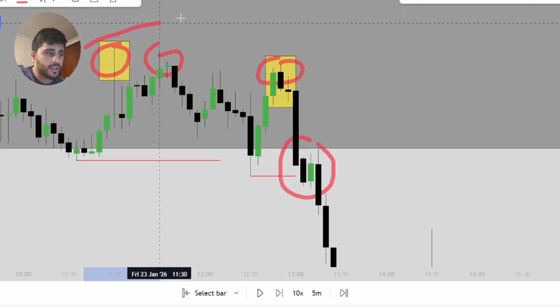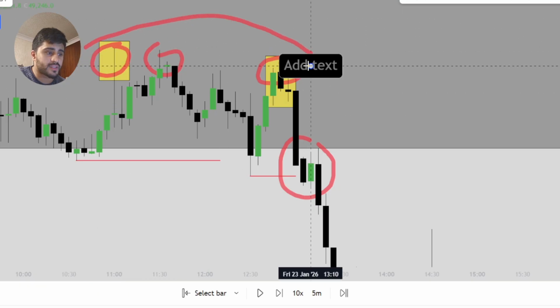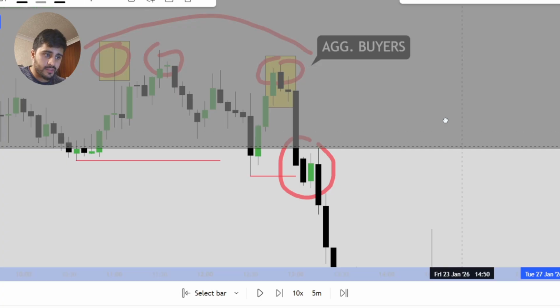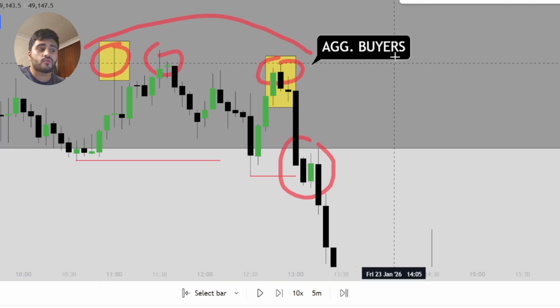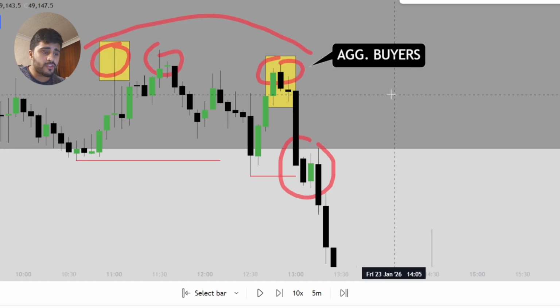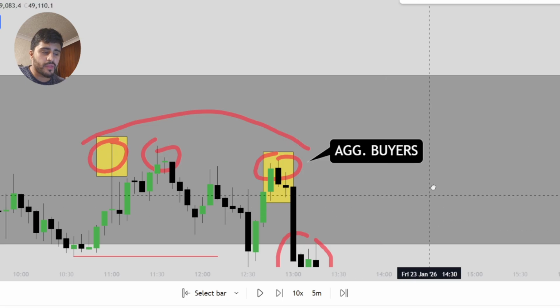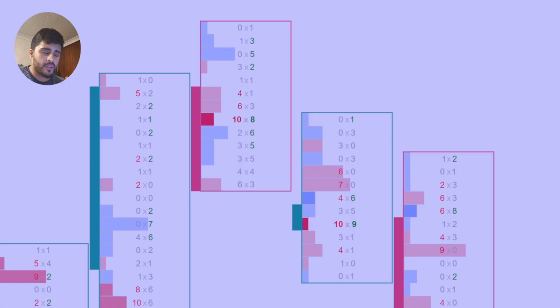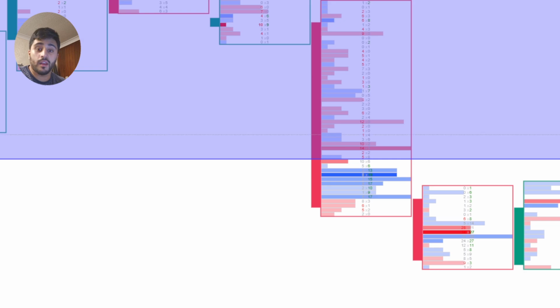So what's going on in this entire region is we're seeing the following. We see aggressive buyers. That's the first thing. We see these aggressive buyers really trying to drive price above this level, but we break below the level, right? And we see that on the footprint charts too. Right, footprint charts give us live information about who is aggressive.